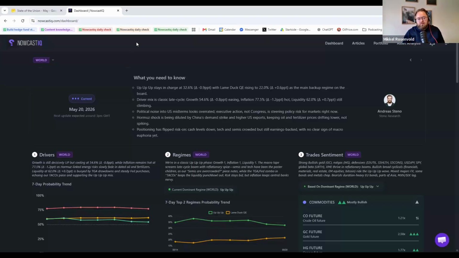What we wanted to build with NowcastIQ was a platform that both contained our view of the world, but also contained our data models that we are very, very proud of. So Andreas and I spent a few years building these proprietary data models that are focused on gauging the current macro regime and delivering trade sentiment and trade ideas out of that.